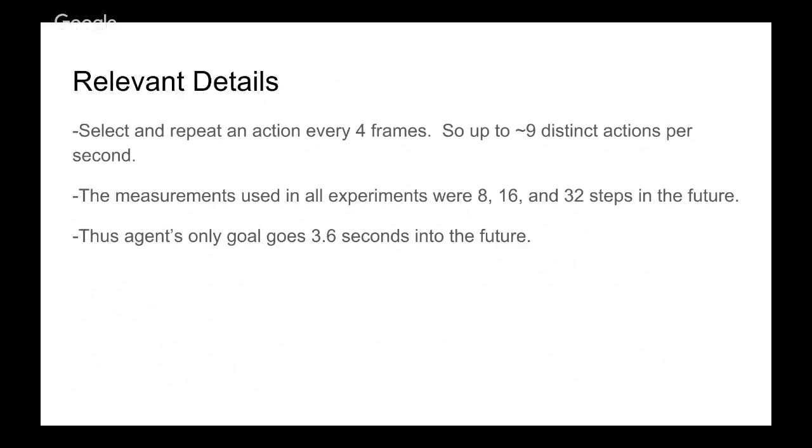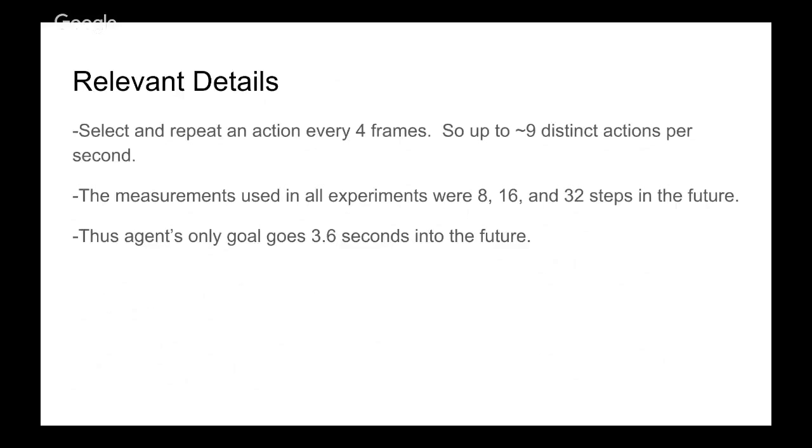And one thing that I thought was pretty interesting is that in all of the experiments, they only use 3 time steps for the measurements. They predict 8 steps in the future, 16 steps in the future, and 32 steps in the future. If you put those things together, the agent's goal only goes 3.6 seconds into the future.